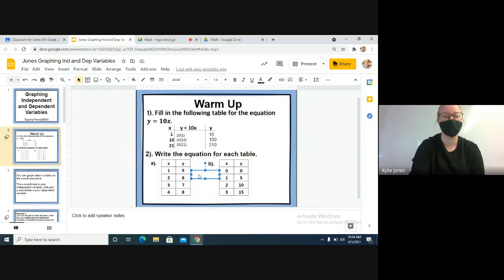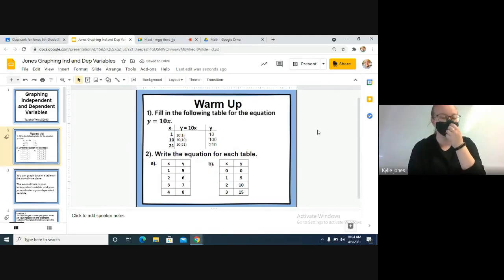Good. Down below, on number 2, we're going to practice writing some equations for these tables. So our first one, we have x's and y's. The x's are 1, 2, 3, 4. Our y's are 5, 6, 7, 8. So in our first row, 1 and then 5. What are 2 ways that I can go from 1 to 5? Can I add, subtract, multiply, divide? What can I do?